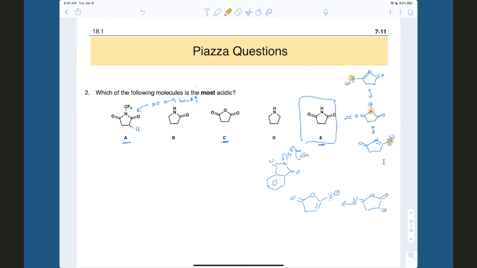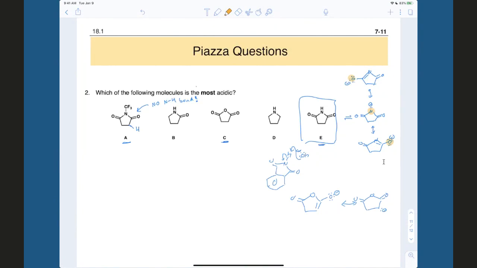I was mainly thinking people would recognize E as being a subset of the Gabriel synthesis and using that sort of as a reference and a guide. But it's really being able to share that negative charge across three different heteroatoms. Yeah, and that sort of logic follows as well.